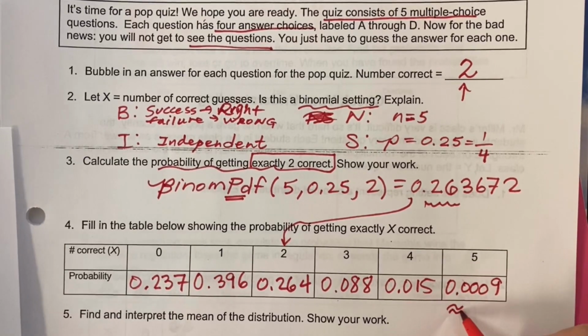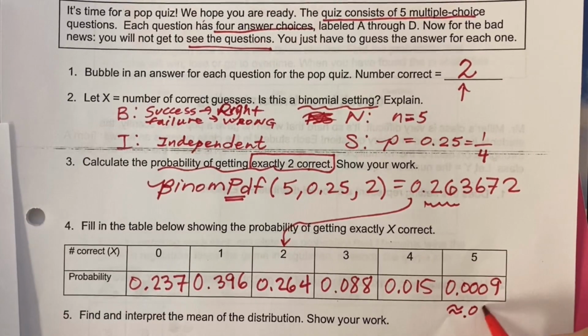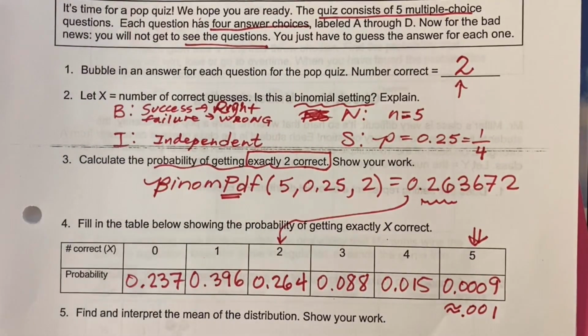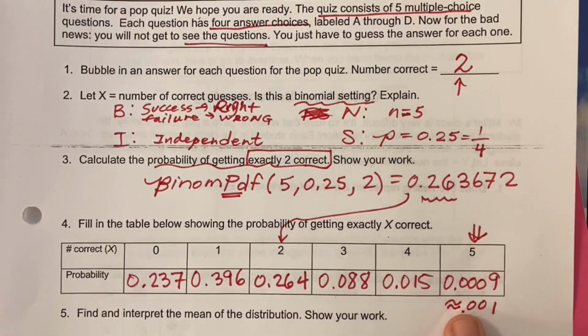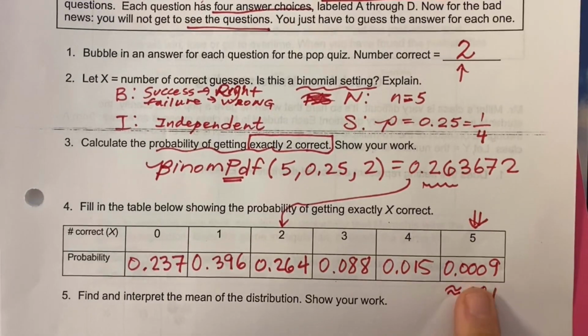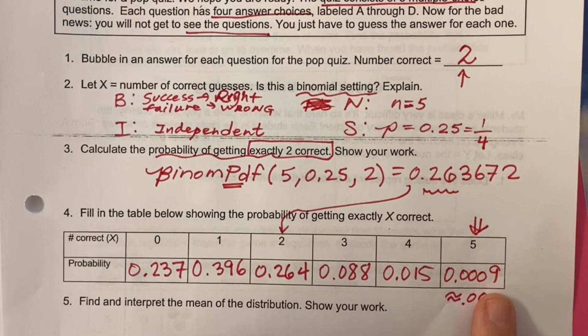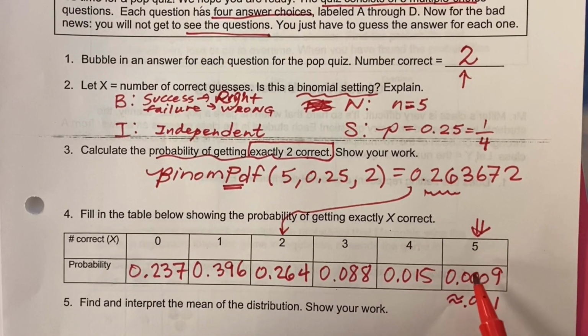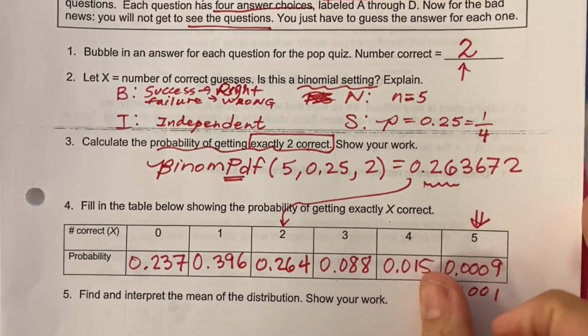Now, I had one student just try to be funny and say, oh, I guessed all five right. You could see why I would have cause for pause, because that's incredibly rare to get all five right by purely guessing. There'd be a much better chance that you cheated and maybe somehow looked at what I wrote down ahead of time.